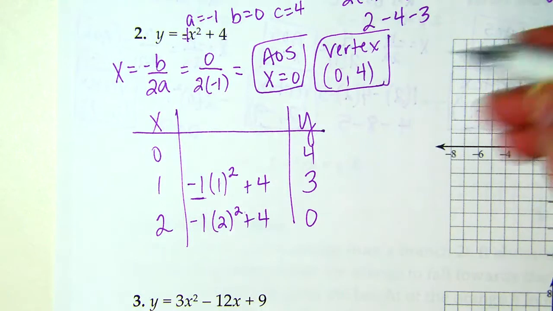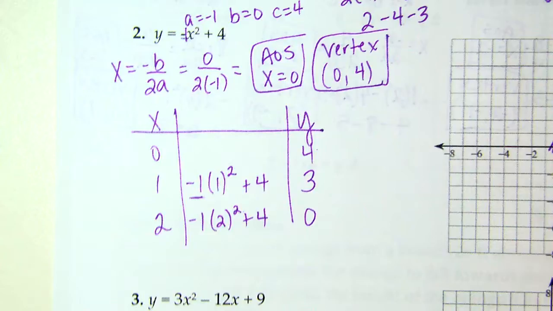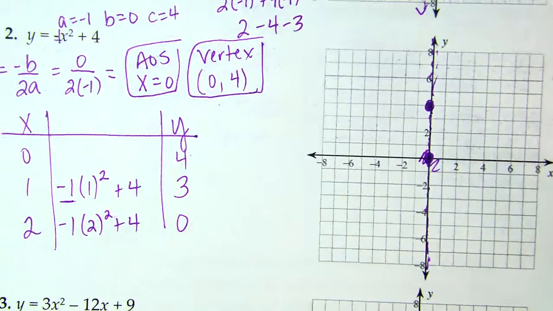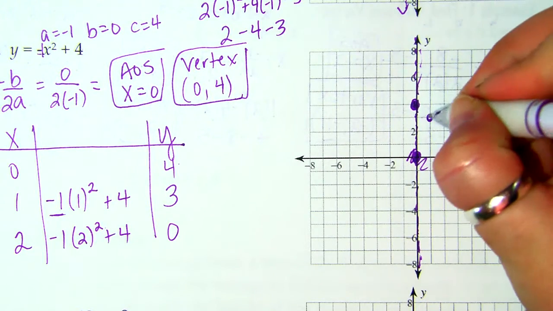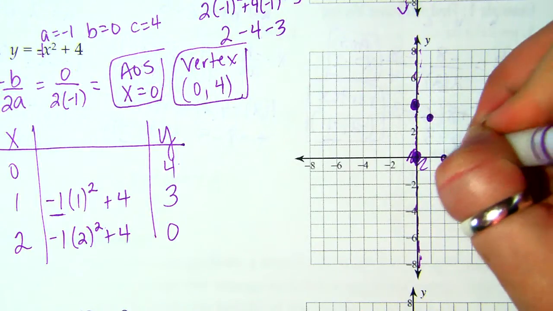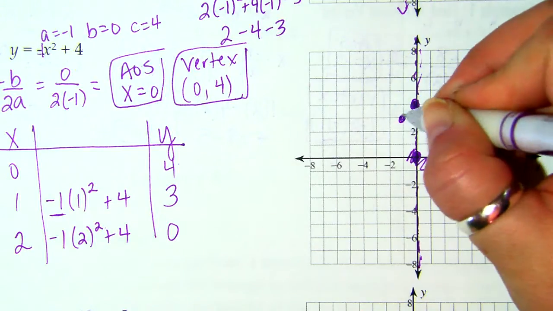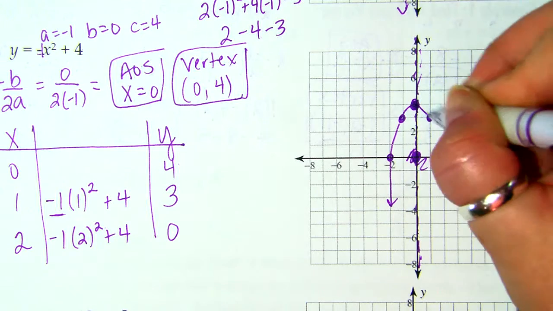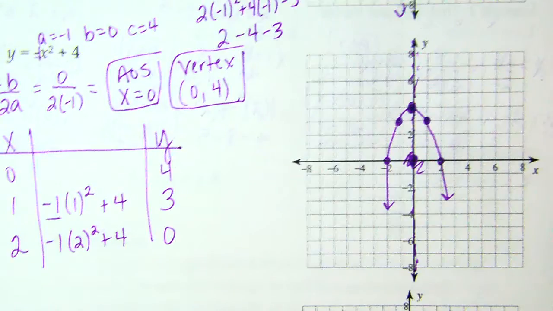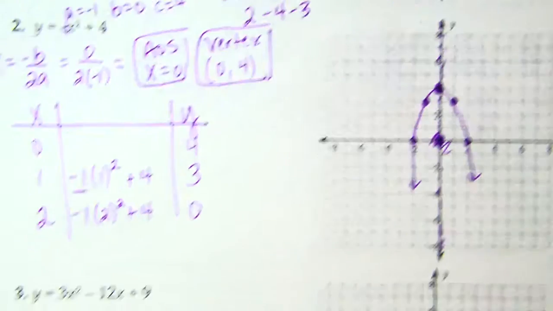So we've already plotted that. If you haven't, then plot it now. So my next point is 1, 3, and then the next one is 2, 0. So reflect that over, reflect this one over, and connect your points. Okay, we've got one more together.